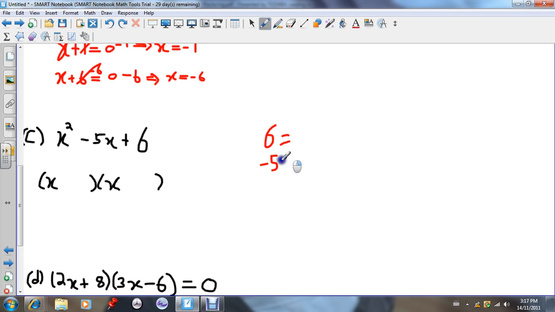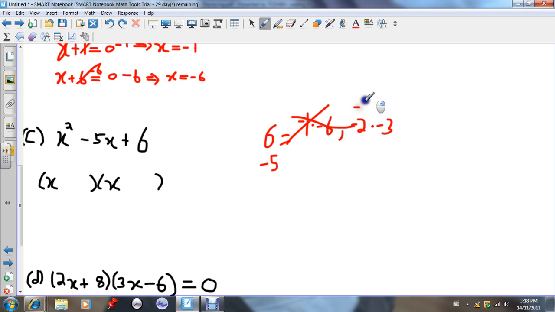Sneaky. Guess what? They can be negative numbers. So let's try negative numbers. Well, the factors of 6 are negative 1 times negative 6. Let's try negative 2 times negative 3. So, negative 1 times negative 6 gives a plus. 2 minuses make a plus. But what about when you add them? Minus 1 plus minus 6, is it minus 5? No, it's minus 7. That doesn't work.